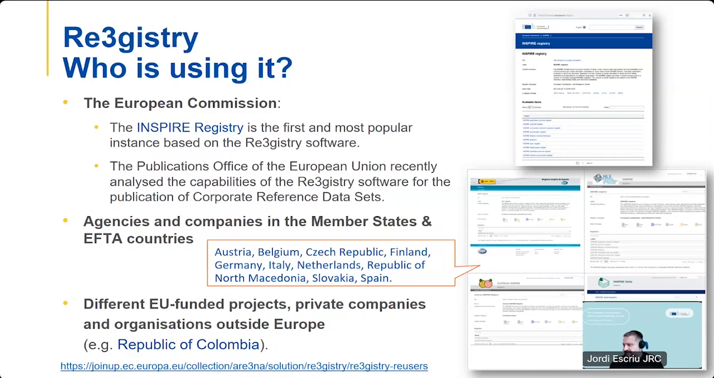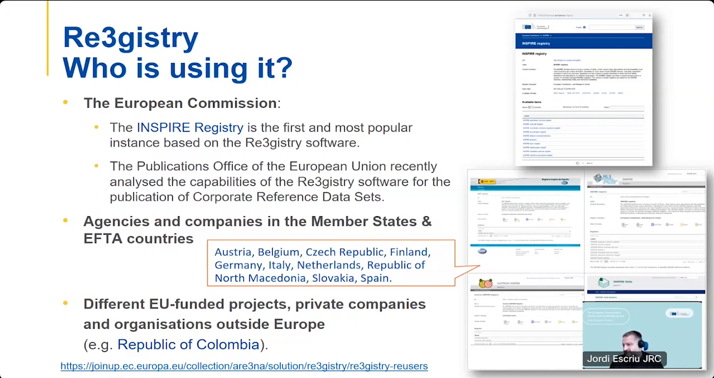And you can see on the right-hand side of the screen the list of countries that we know are implementing instances reusing the software: Austria, Belgium, Czech Republic, Finland, Germany, Italy, Netherlands, Republic of North Macedonia, Slovakia, and Spain. This is the list that we are aware of at the moment. And these countries are reusing different versions of the software. Some of them are on versions based on version 1 of the software. Others have also moved to version 2 of the software.